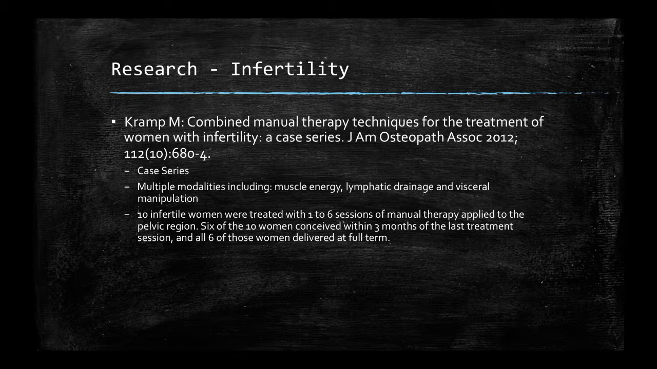In regards to infertility, a case series in the Journal of the American Osteopathic Association in 2012 showed that multiple modalities, using various techniques such as muscle energy, lymphatic drainage, and visceral manipulation, demonstrated that 10 infertile women received 1 to 6 sessions of manual therapy in the pelvic region. Actually, 6 of these 10 women conceived within 3 months of that last treatment session, and all 6 of those women delivered at full term. So this demonstrates manual manipulation may in fact be able to help with infertility by helping treat somatic dysfunction.